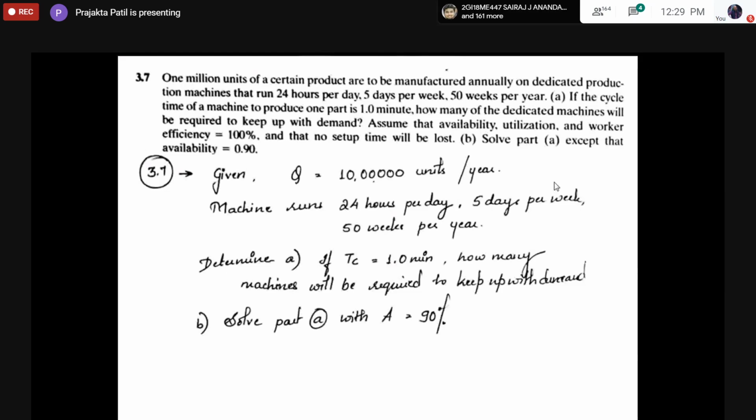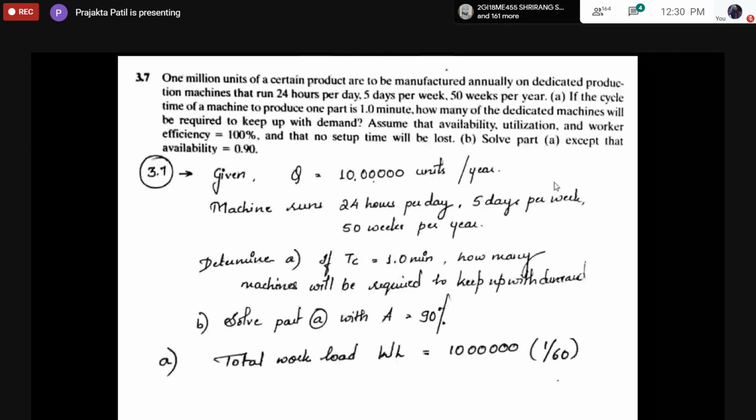Have you noted down the given data? Yes, ma'am. 1 million units of a certain product are to be manufactured. So Q is given as 10 lakh units per year. The machine runs for 20 days per week, 50 days per year. You have to find the total workload. How do we get that? Parts into the operation time per product, that is TC.